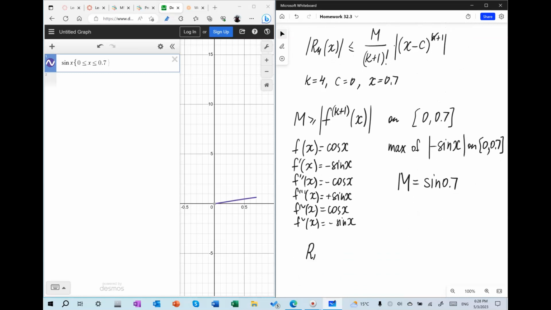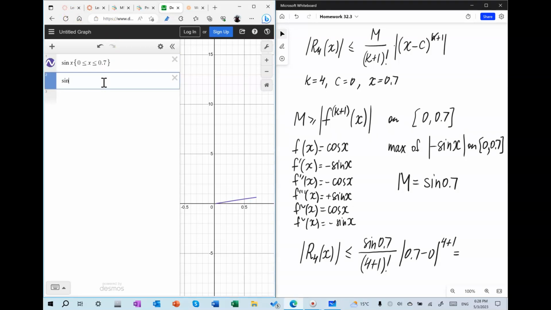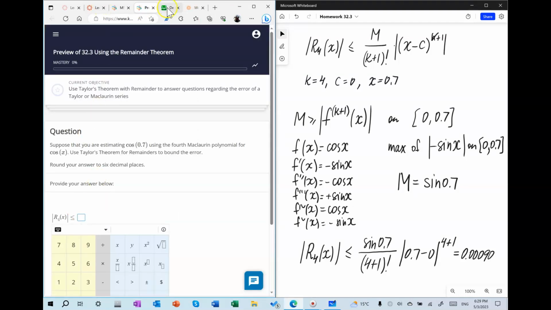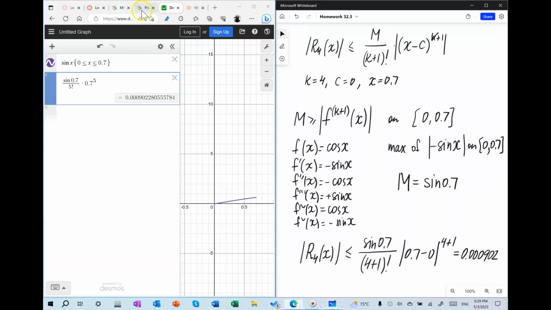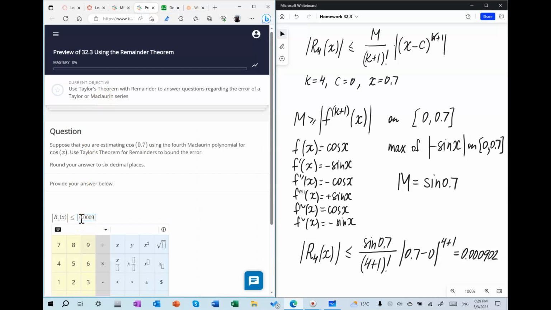Now that we figured out all the ingredients, we can find the upper bound for the remainder. It's going to be sine of 0.7 divided by 4 plus 1 factorial, times x, which is 0.7, c is 0, k is 4. So sine of 0.7 divided by 5 factorial times 0.7 to the power 5. And we got 0.00090. The answer will be rounded to 6 decimal places, so it will be 0.000902.